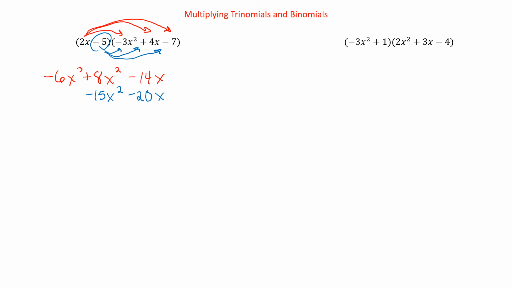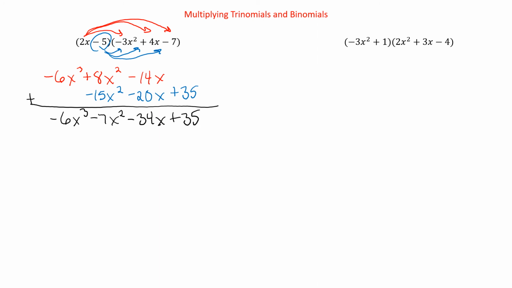Negative 5 times negative 7 is positive 35. We can add these together. So even though I didn't stack the problem, I was stacking my answer, which was just putting those like terms next to each other so that they're easier to pick out when I'm combining them. Negative 6x cubed. 8x squared minus 15x squared is minus 7x squared. Negative 14x minus 20x is minus 34x plus 35.